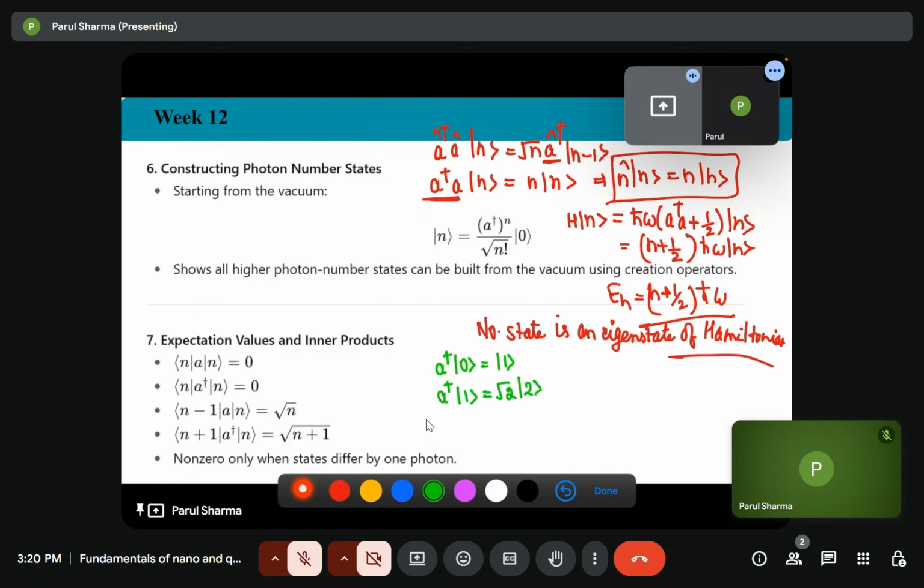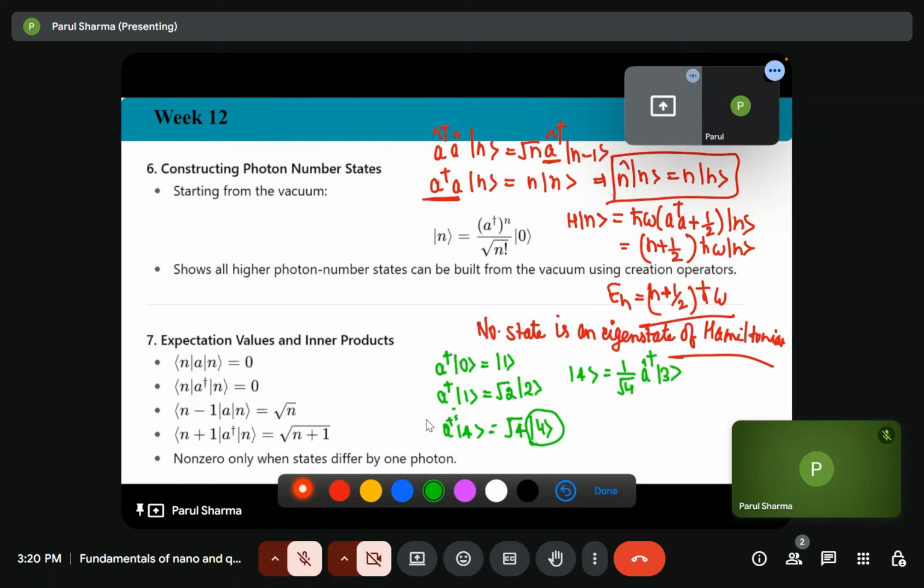Similarly, a dagger a 2 gives a dagger a 2, a dagger 3. Now, if a dagger 4, then it will give us root 4 and 4. Now if I want to find out this fourth eigenstate, what I will do? 4 is equal to 1 by root 4, a dagger a 3.